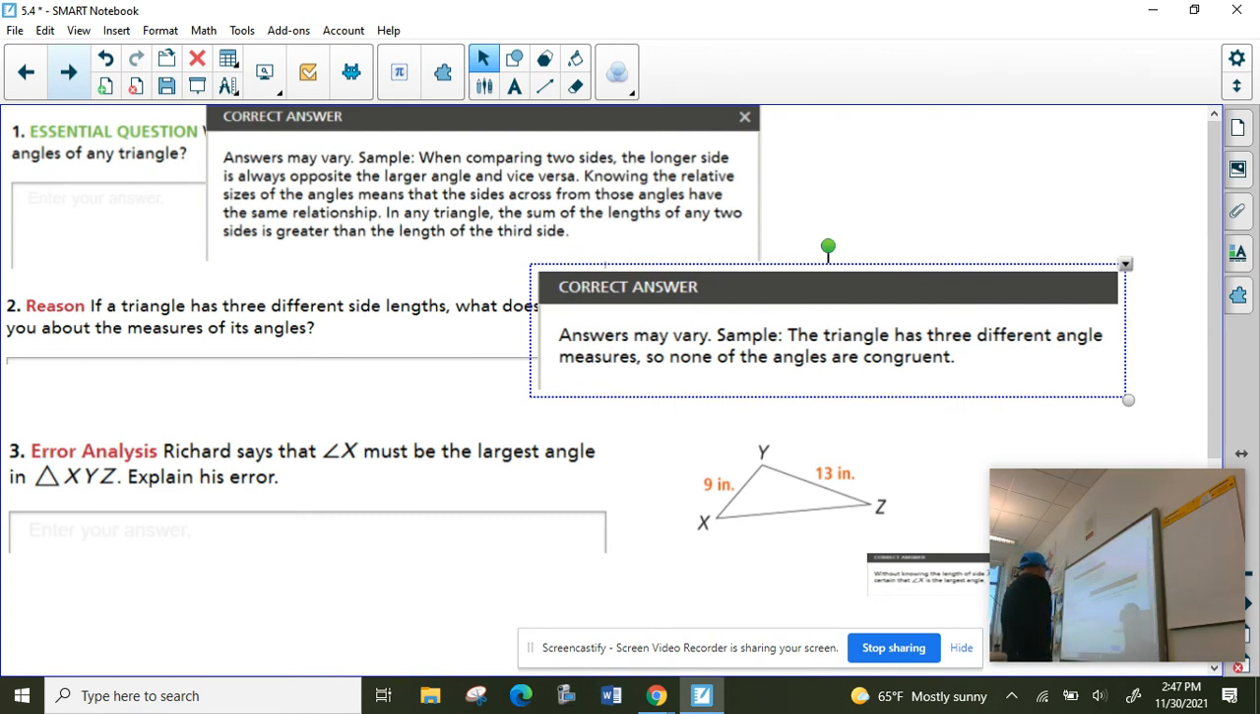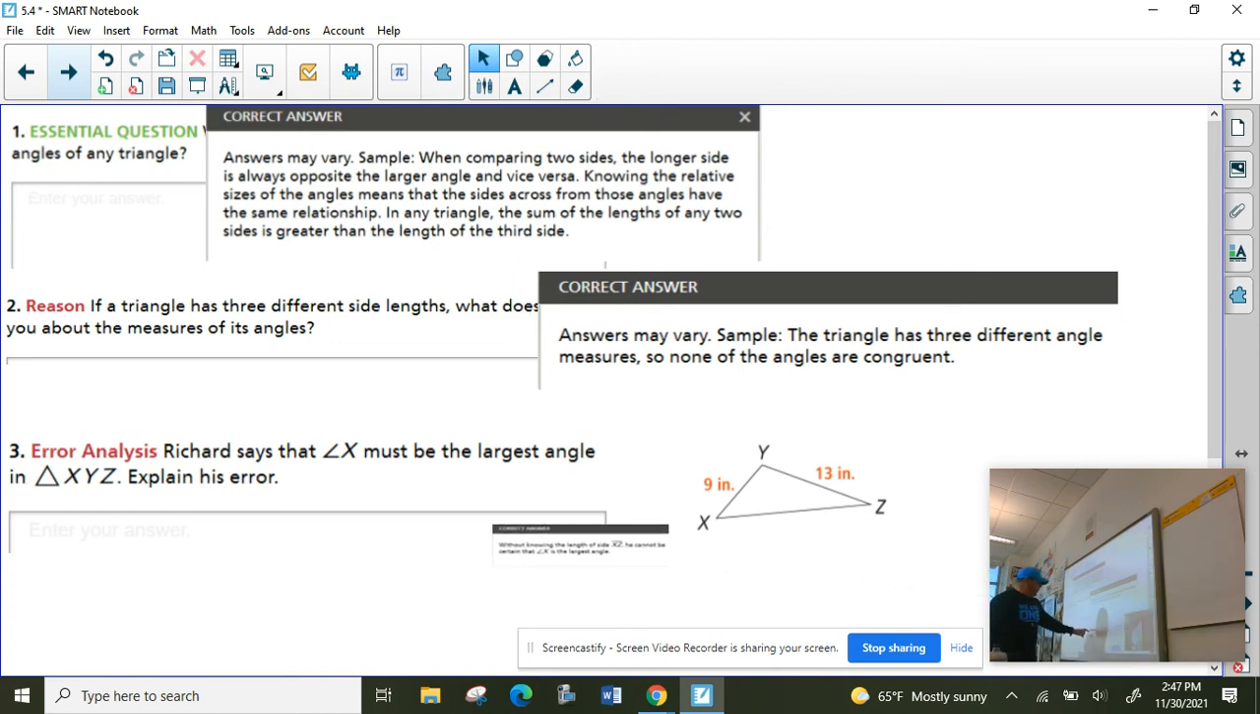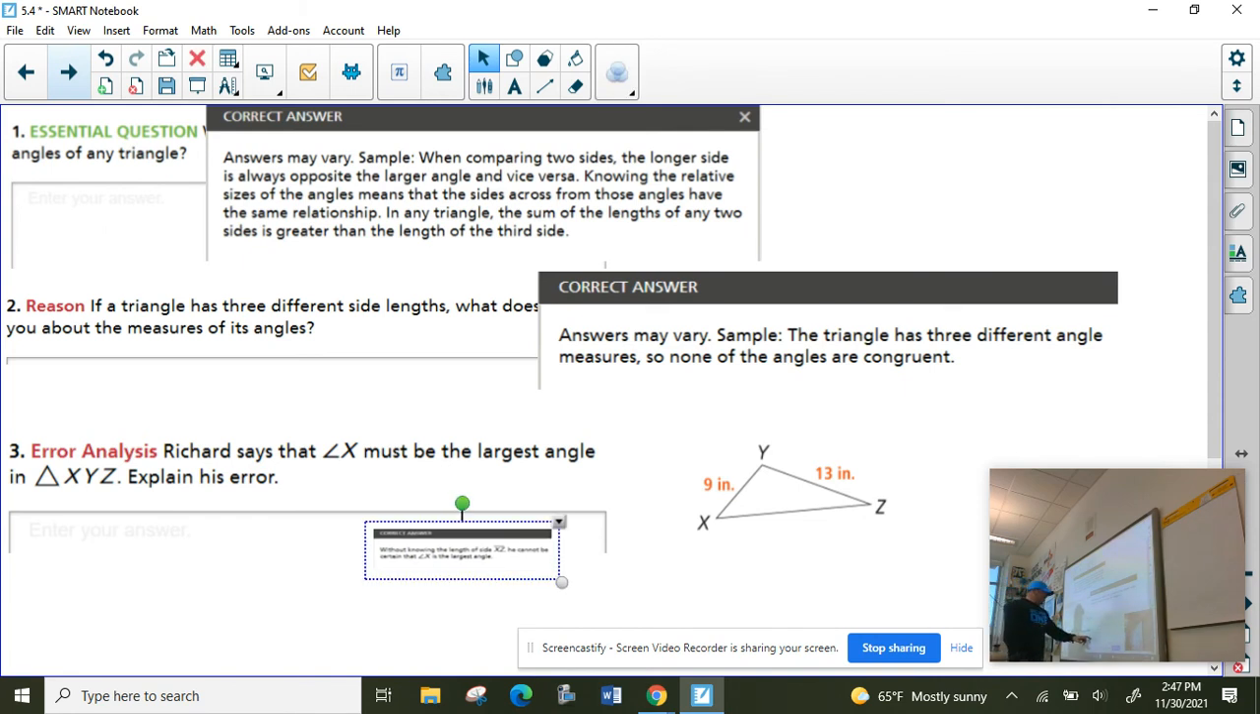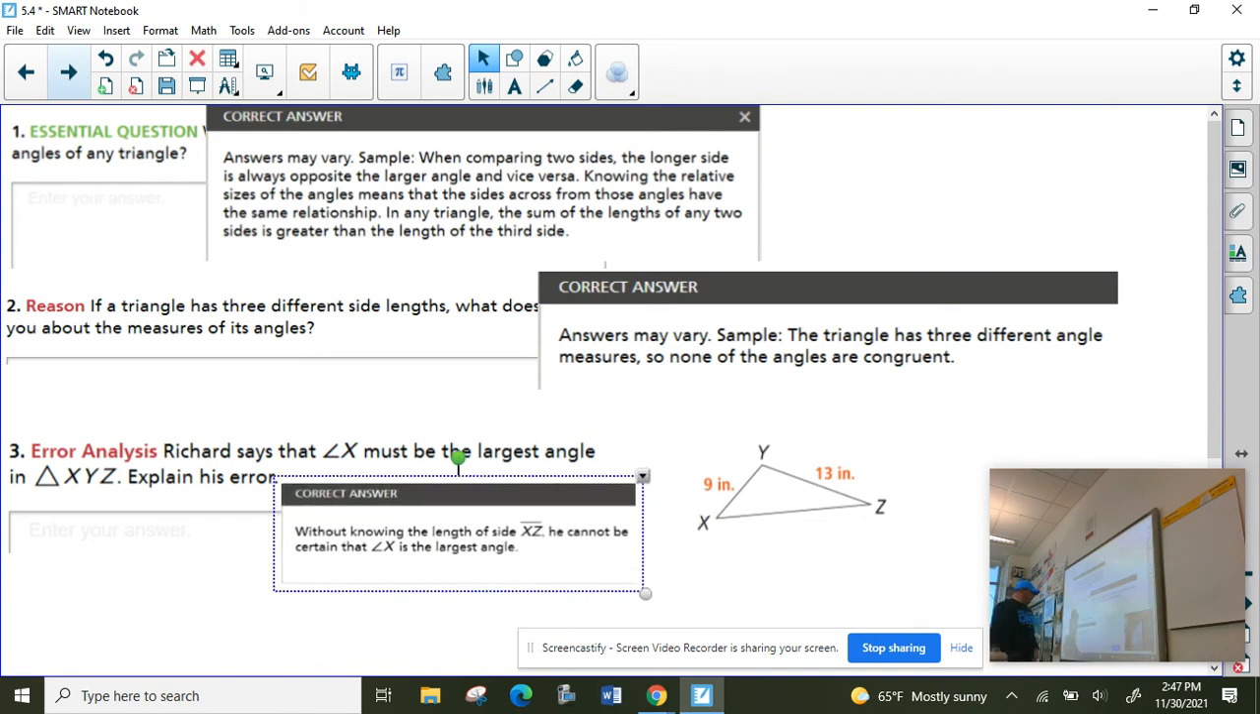Richard, for the error analysis, says X must be the largest angle in this triangle. What's his error? Well, we don't know what the third side is. And in my opinion, X to Z looks much bigger. So he can't say definitively if it is in fact the biggest angle, just because 13 is bigger. Now, is X bigger than Z? Yes. But is it the biggest angle in the triangle? We have no idea.